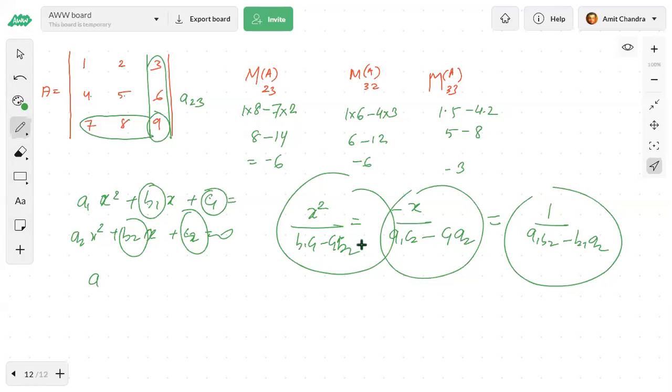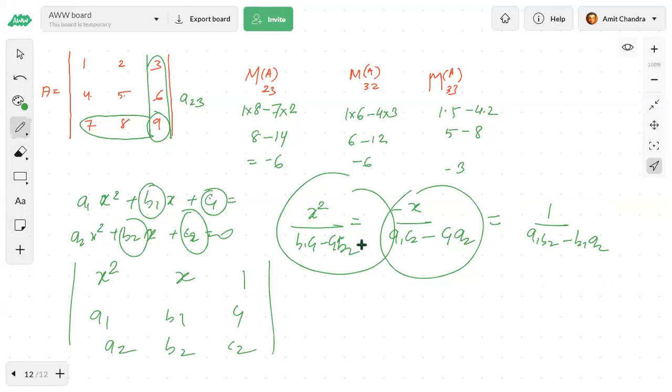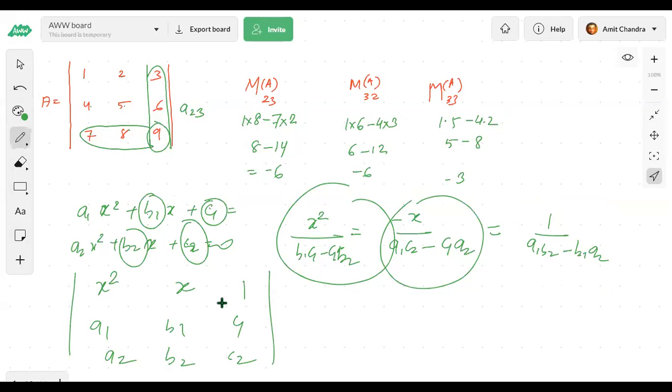How? Suppose I'm writing this as x square, x and 1. So we can write a1, b1, c1 and a2, b2 and c2. Okay. So what we did, first we actually found out the solution of different equations, and then we realized that by converting this into a matrix form, it will be very easy for us. So first we found out the solution, and then we found out the matrix method, the determinant method, right?